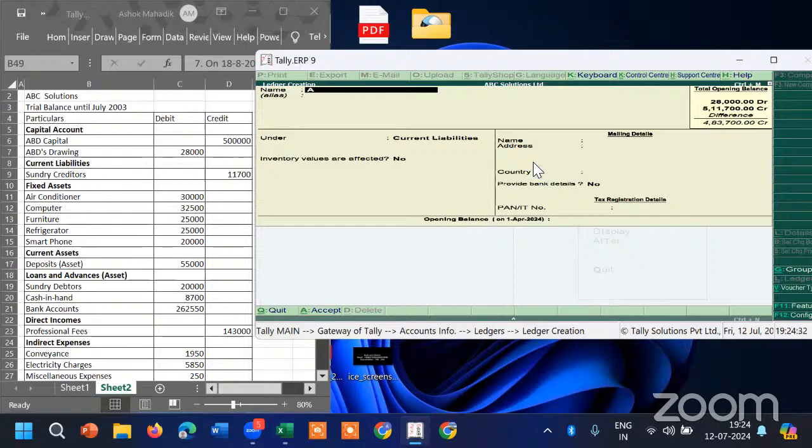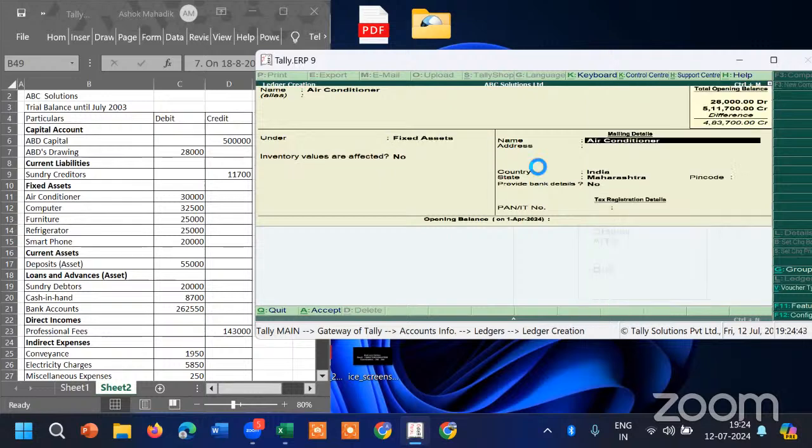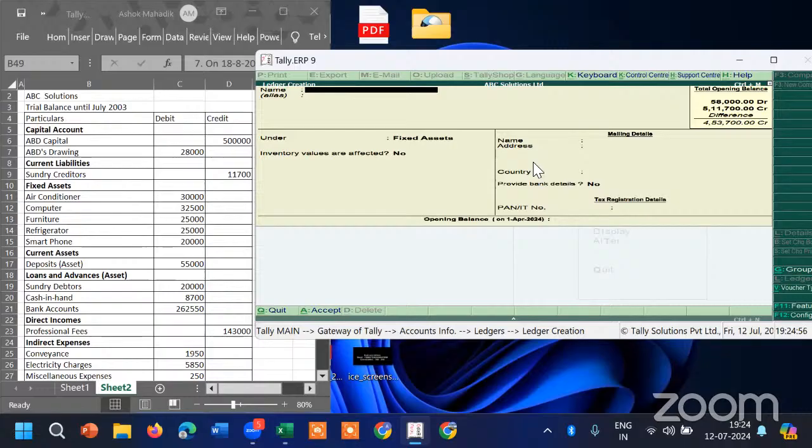We'll make these accounts. Air conditioner. Just press F and you will get the option of fixed asset. Balance amount 3,000. It should be debit. Yes, it is. Next, computer.